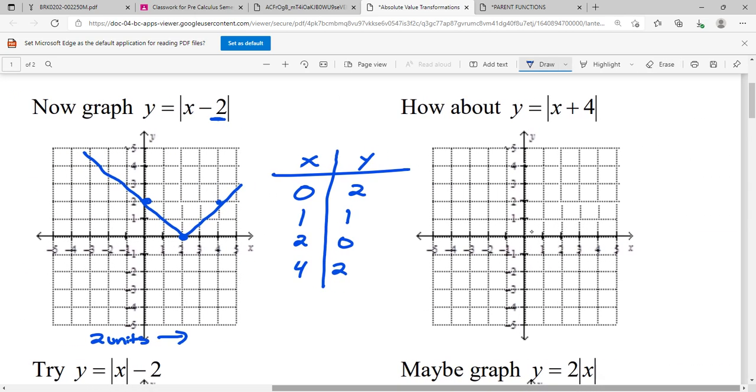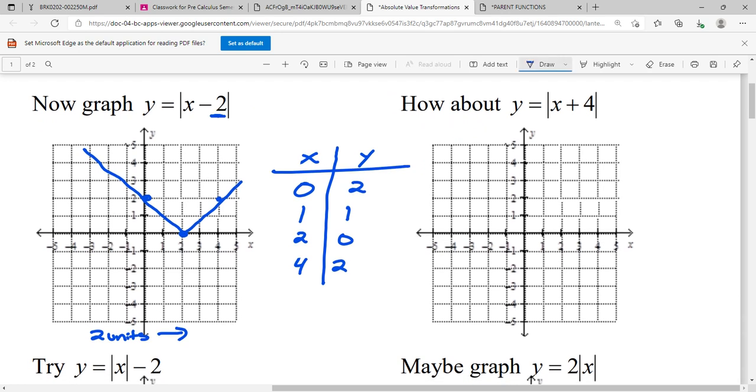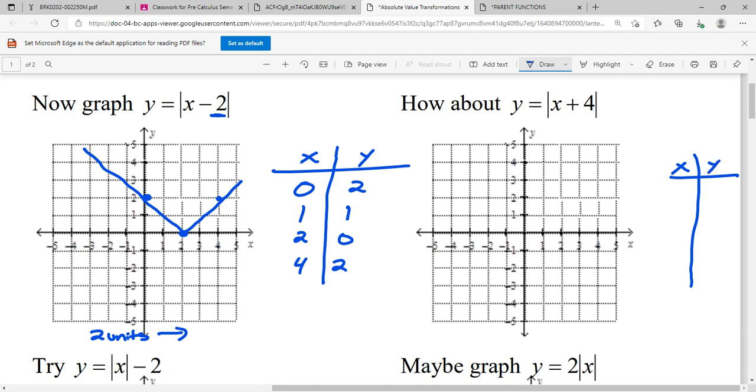All right, let's do another one. This one has plus 4. So here's our X and our Y chart right here. All right, so let's say that X is 0. 0 plus 4 would be 4. So we're going to have 0 plus 4 is 4 right there. Let's try 2. 2 plus 4 is going to be 6. That's up too high. That's not on my graph, so I'm not going to do that one.